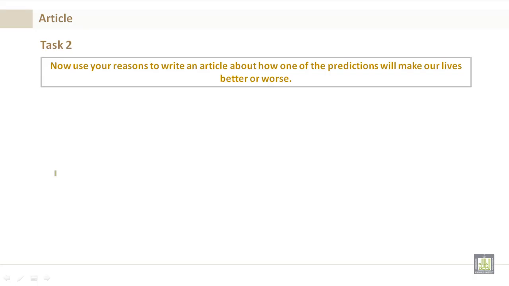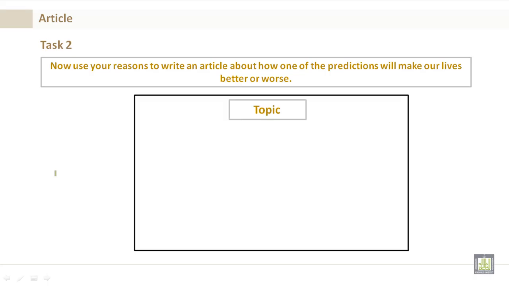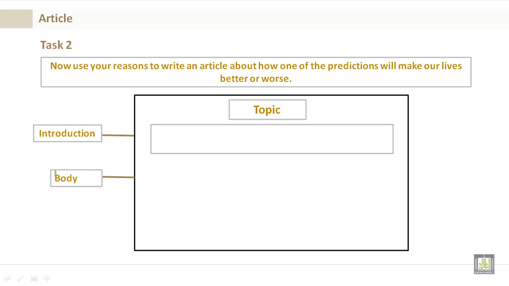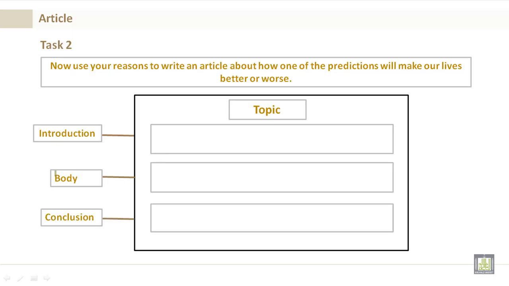Task 2. Now use your reasons to write an article about how one of the predictions will make our lives better or worse. You have your topic, your introduction, your body, and your conclusion. I would like you to post this in the section indicated in the announcements section of Blackboard.